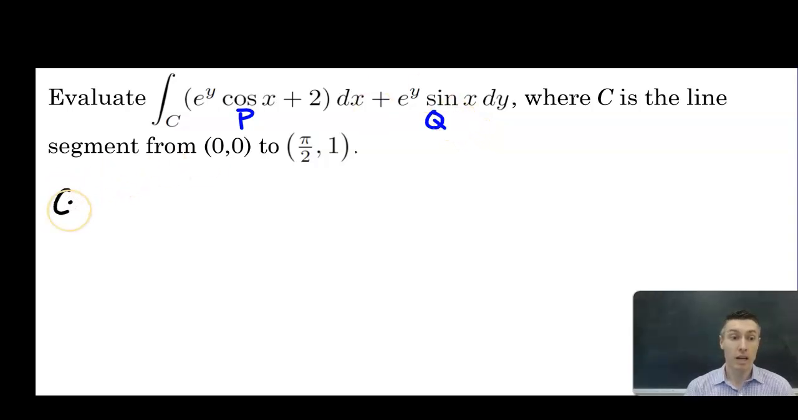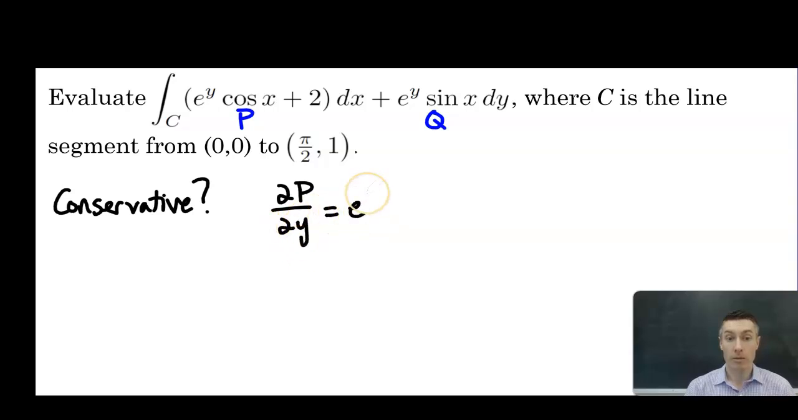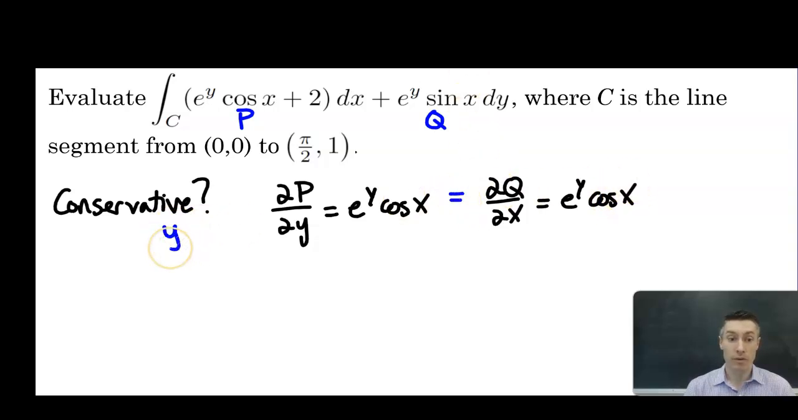So the first thing we need to check is if this is conservative. Partial of p with respect to y is going to be e to the y cosine x. Partial of q with respect to x is going to be e to the y cosine x. So they're equal, so yes, we have a conservative vector field. That means we can either choose a simple path, which a line segment is, or the fundamental theorem of line integrals. So let's choose the second choice.